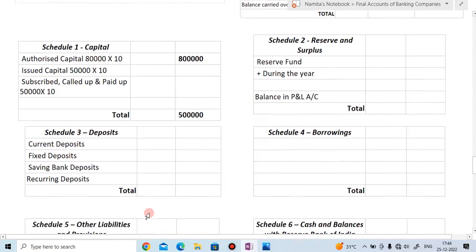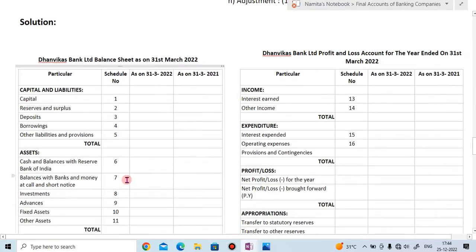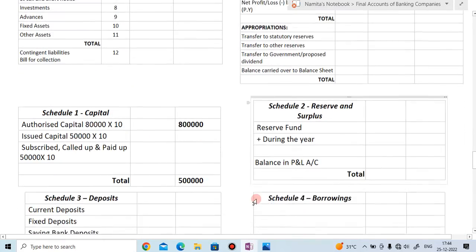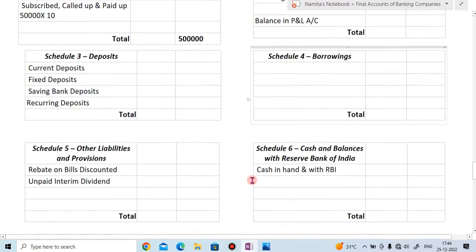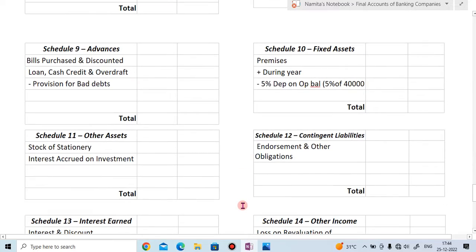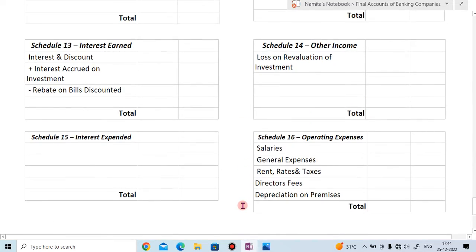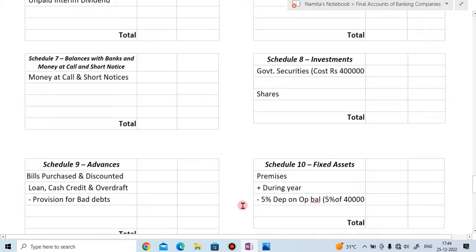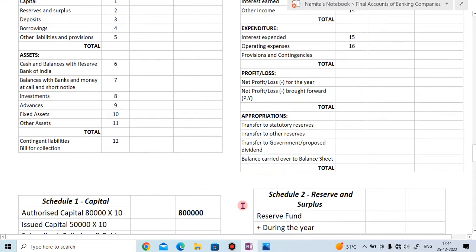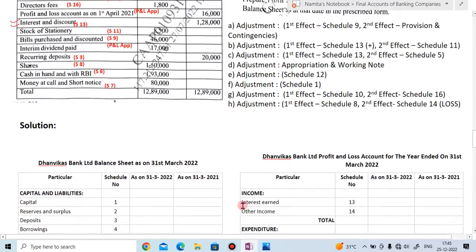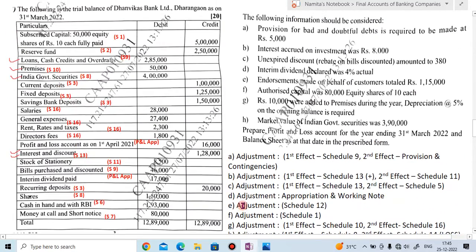Okay, so after preparing the balance sheet and profit and loss account format, you have to prepare individual schedules. Okay, you have to prepare individual schedules. Now here I have already posted some entries in the schedules. While solving the sum, you will understand. Now see, after preparing the balance sheet, the profit and loss account, as well as the schedules, let's solve the example.